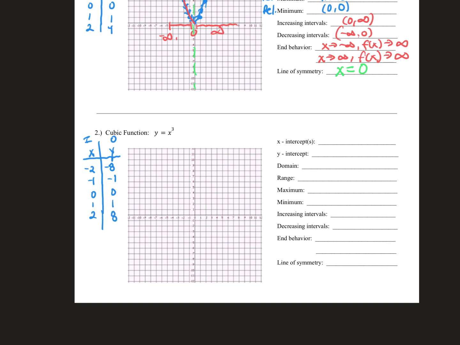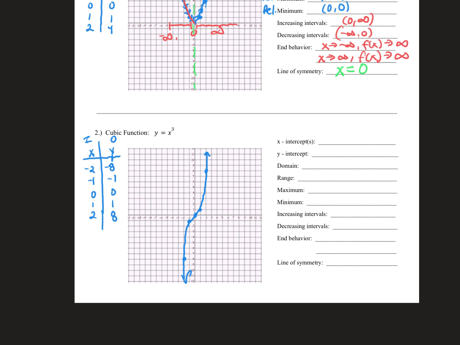So we'll plot our points. We'll go left 2 down 8. Left 1 down 1. 0, 0, 1, 1, and then right 2 up 8. And based off the points that we plotted, we can see we get this type of function.